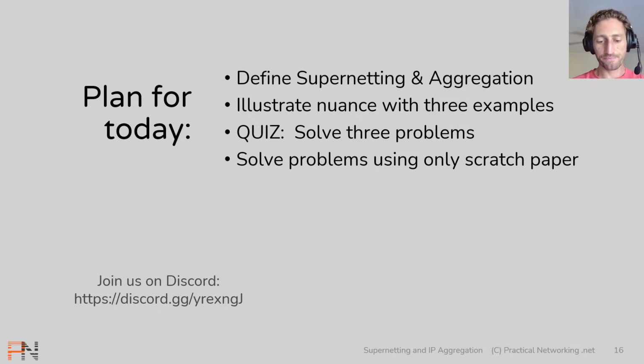So what we did today is we defined supernetting and aggregating. We illustrated how to solve those problems using the visual representation. Then we did a quick quiz, and then I showed you how to do it again using only scratch paper. And that is actually all I had for you today.